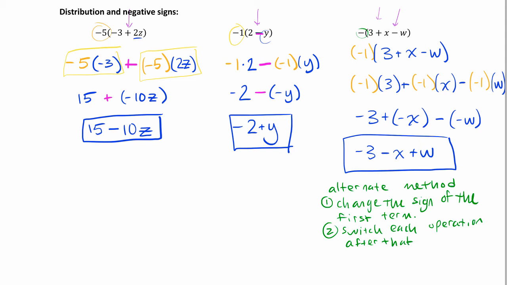So what I would do is, this was positive 3. I'm going to make it negative 3. Then I'm going to change that plus to a minus, so minus x. And then I'm going to change that minus to a plus w. And so either way, I get the same answer. Yeah, and it really is whatever works best for you.